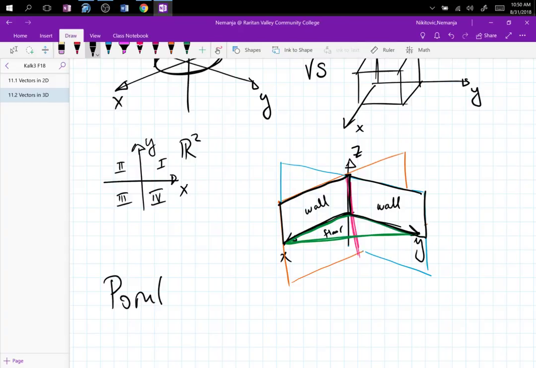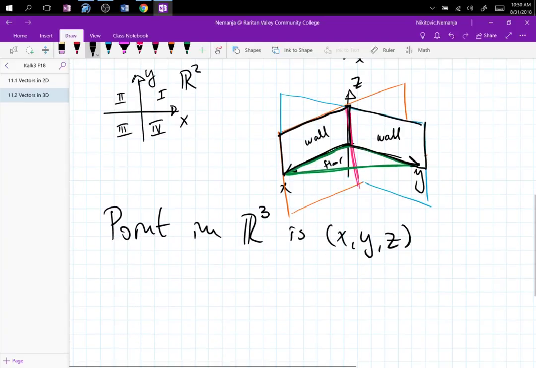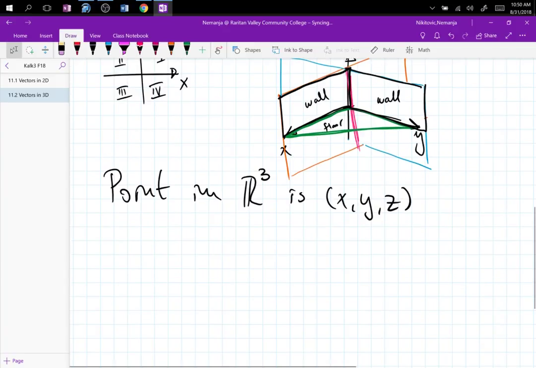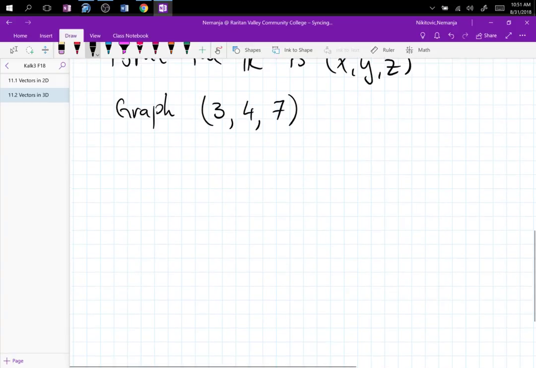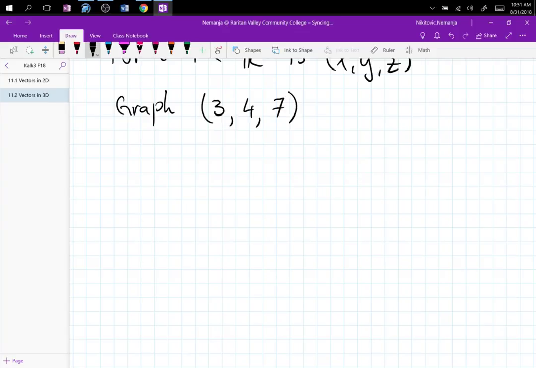A point in R3, which is 3D, is given by X, Y, Z. Now, you will have to practice because you don't have enough experience working with 3D graphs, and you will need that in this class. Graph 3, 4, 7. All right, we can do this. X, Y, and Z.